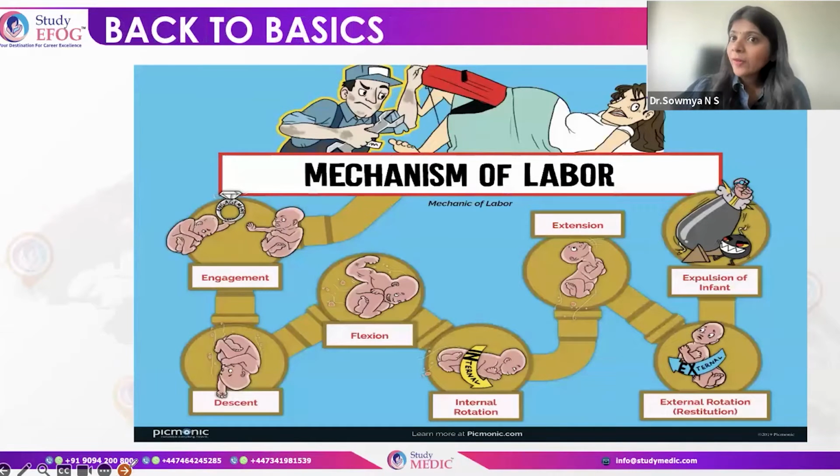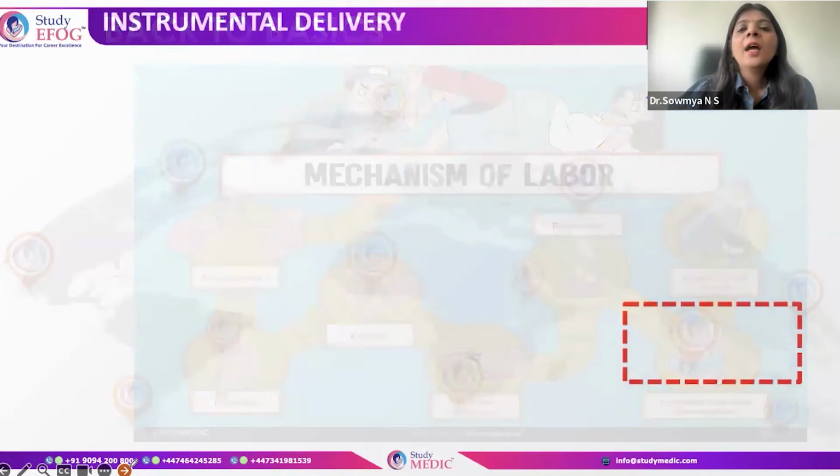And don't forget to revise the mechanism of labor. As obstetricians, we really need to know about the basic mechanism of labor for occipito-anterior, occipito-posterior phase. And as you all know, for brow, the engaging diameter is mentovertical, which is more than the longest diameter of the pelvis. So obviously, there is no mechanism for brow. But you really need to know the cardinal movements of the labor.